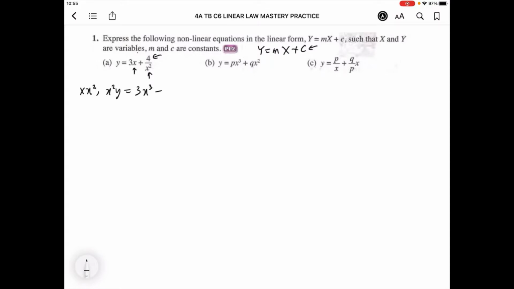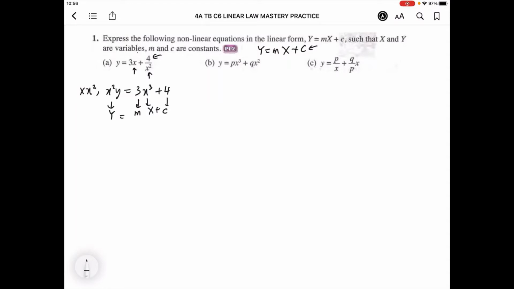So this will be your big Y. This is your gradient M. This is your big X, right? And this is your C. Okay, so when you plot x squared y versus x cubed, you will get a straight line, right?